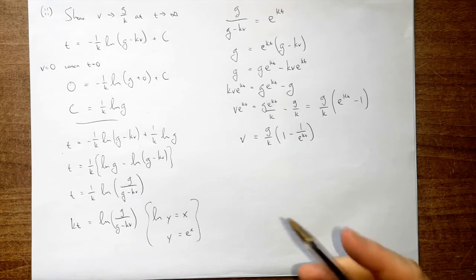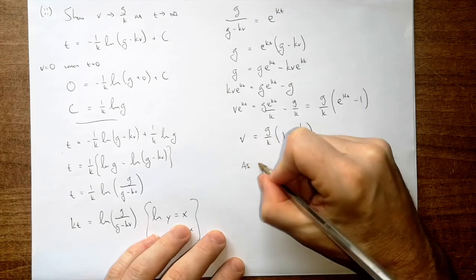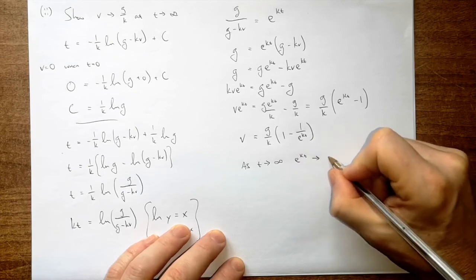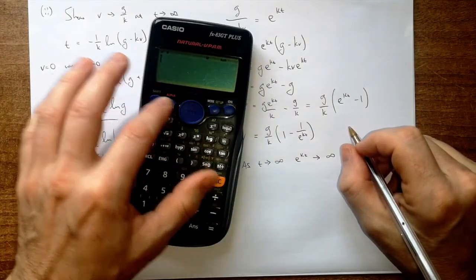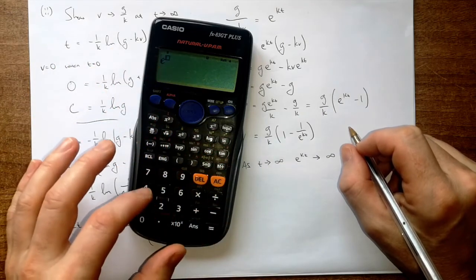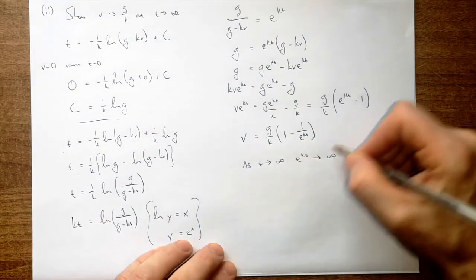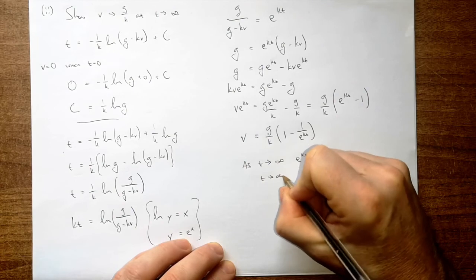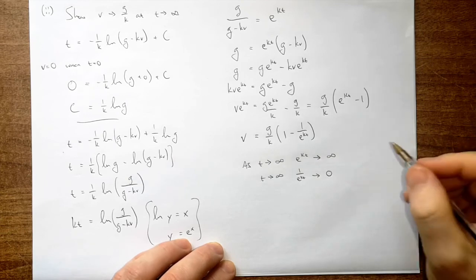Okay, so now what are we looking for? As time goes to infinity, what happens? Well, as time goes to infinity, e to the power of kt goes to infinity. If you're ever unsure about this, just take your calculator and check it. e to the power of 2 is 7 and a bit. e to the power of 20 is a lot more than 7 and a bit, and so on. So you can see it's going up and up and up. It's an exponential relationship. Therefore, as t goes to infinity, 1 over e to the kt goes to 0, because 1 over infinity goes to 0.